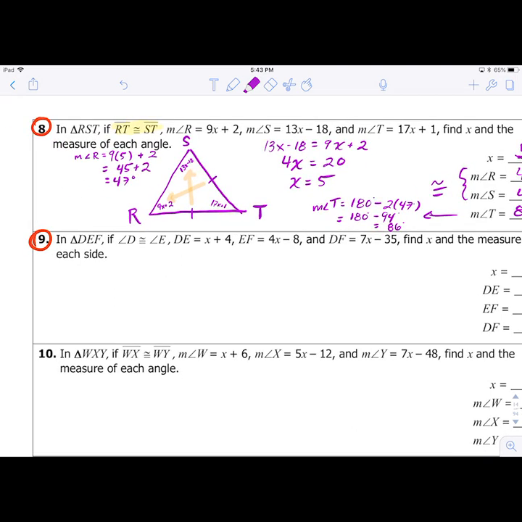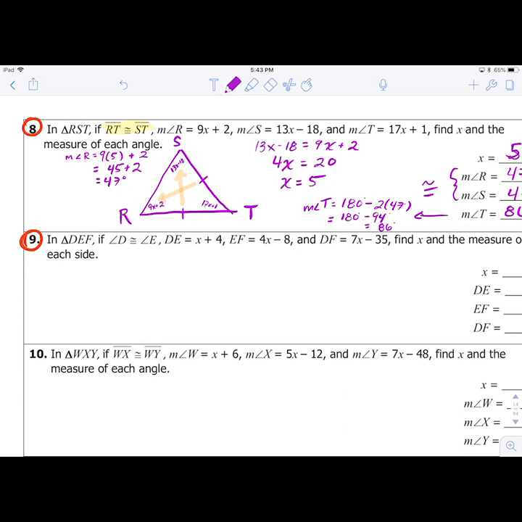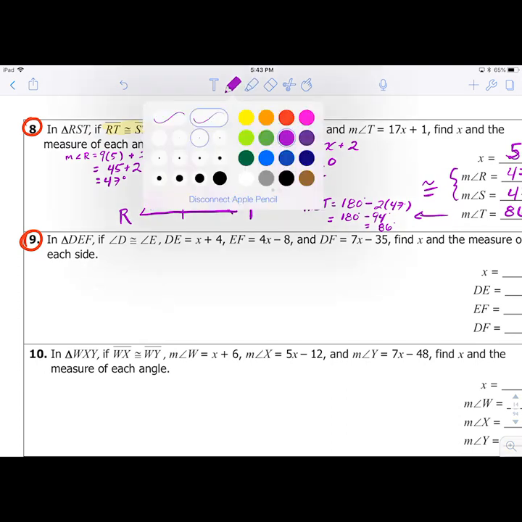Let's look at 9. Let me switch up my color. I'm getting tired of purple. It's too blue. All right.